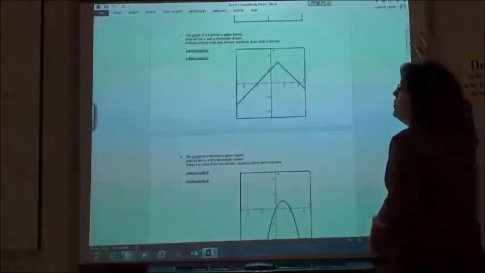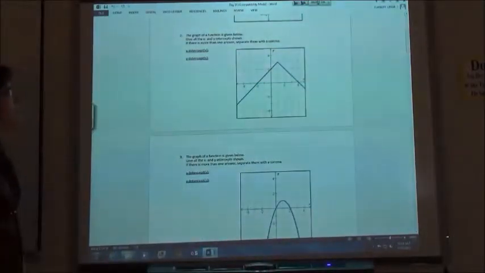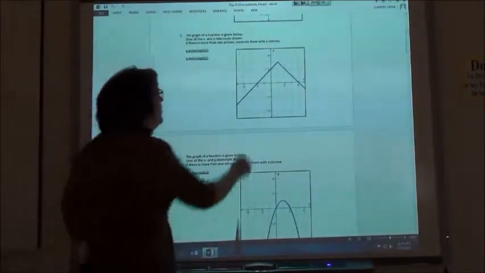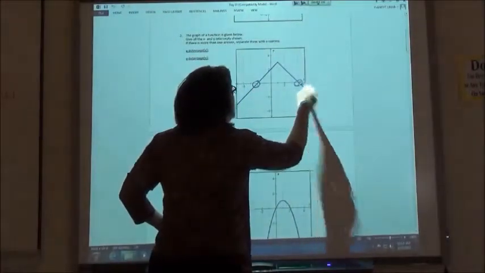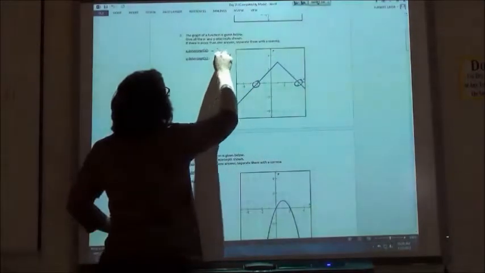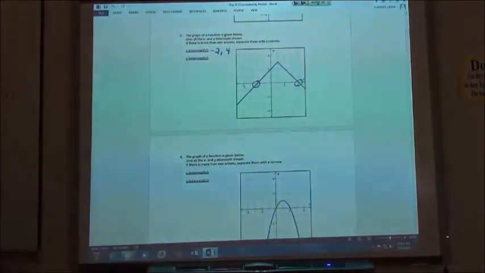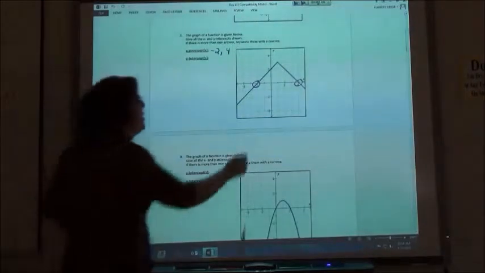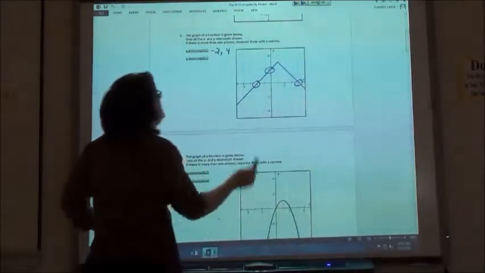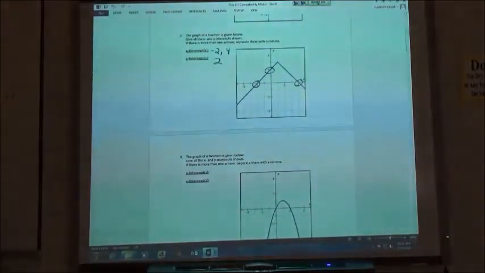So if I look at number 2, how many x-intercepts do I have? 2. 2 of them. Right there and right there. What are my 2 x-intercepts? -2 and 4. My y-intercepts, how many do I have? 1. And what is my y-intercept? 2.